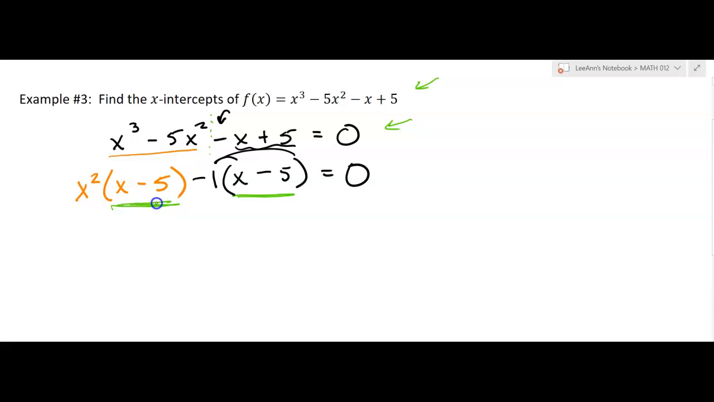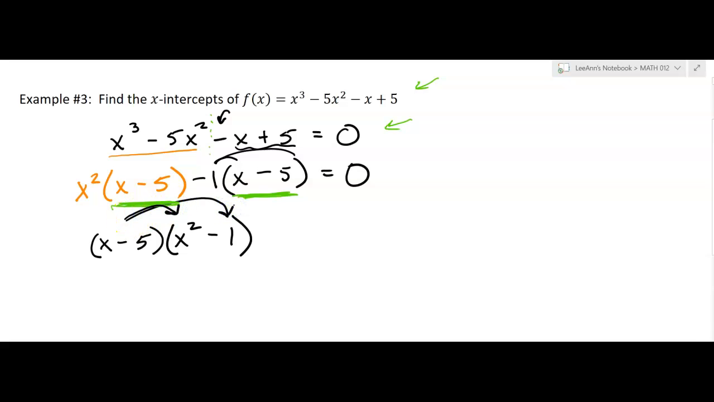Okay, so notice that this binomial and this binomial are the same. So you're going to factor that out. And that's going to give you x minus 5 times x squared minus 1. And you could write it the other way, but this is fine. And if you think about distributing, that would be the first part, and then that would be the second part.